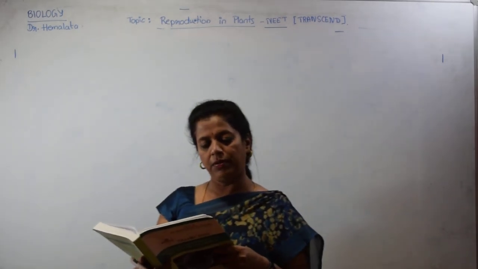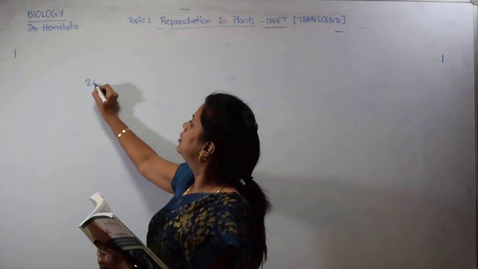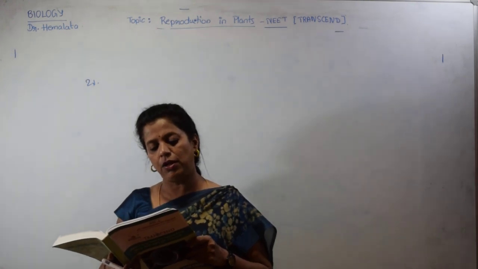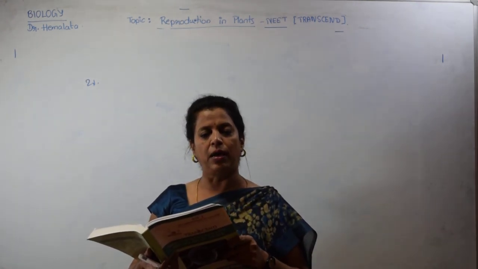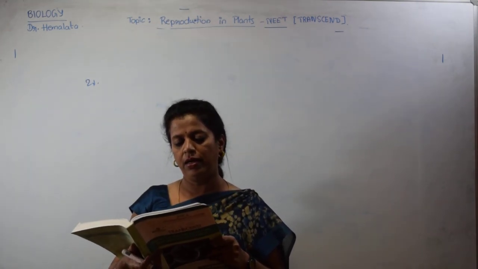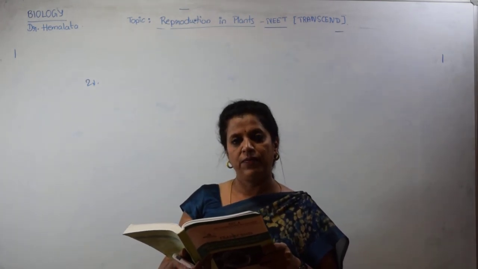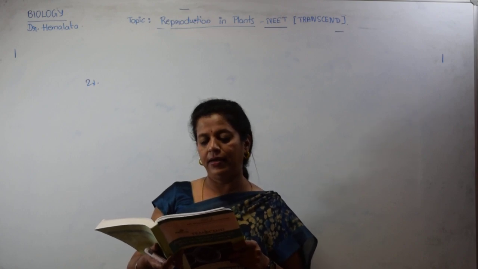Coming to the next question, the 21st question. It is given as: dash cell of the pollen grain divides to form two male gametes. So which cell of the pollen grain divides to form two male gametes? The first option is vegetative cell, second is generative cell, third is microspore mother cell, and D is none of them.